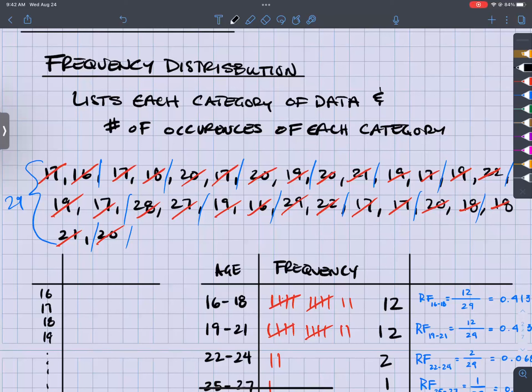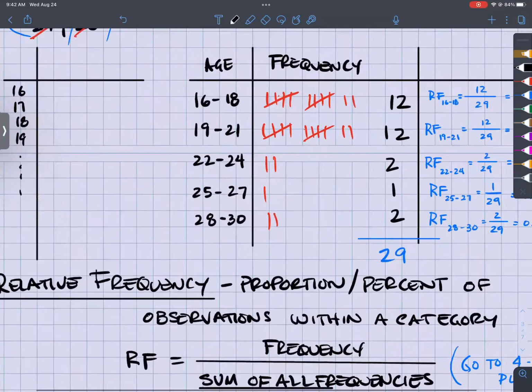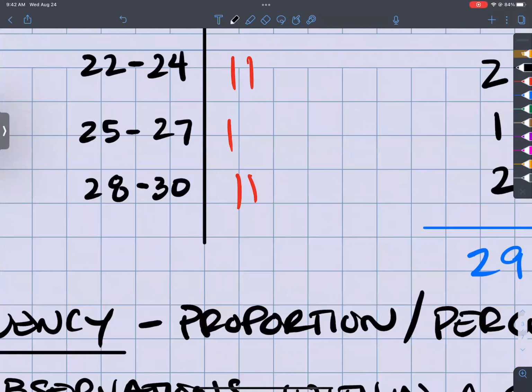Now, the class width is always going to be even. The frequency might not be. But don't do it where the last one is, let's say there's only one person that's 29. You don't want to go, okay, I'm just going to make the last one cover 29 and that's it, right? You want to make sure that there's somewhat of a distribution, okay?